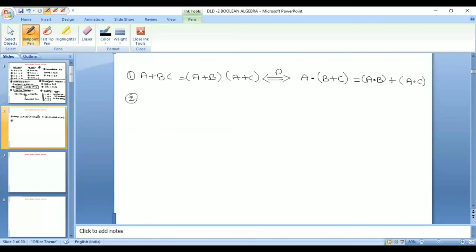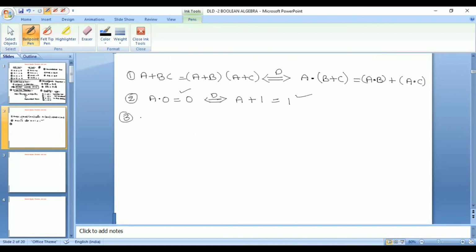Next, coming to the second one. Let me take another example. Let us take the AND law. We have A into 0, so the answer is 0. If you apply the duality property here, A stays A, this AND sign is changed to an OR sign, and 0 is changed to 1, which is equal to 1. So here, both the properties are true, both the properties are valid. This is one of the properties in the AND law, and this is one of the properties in the OR law.